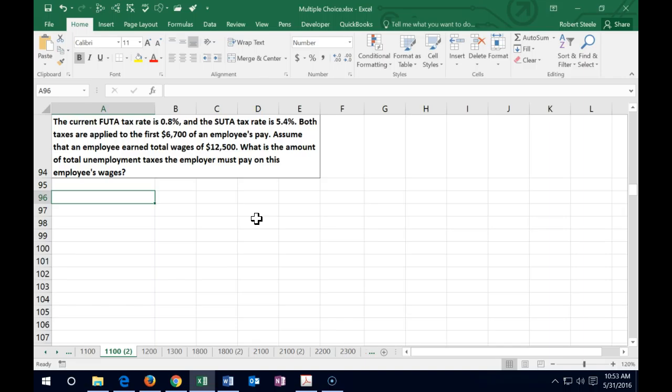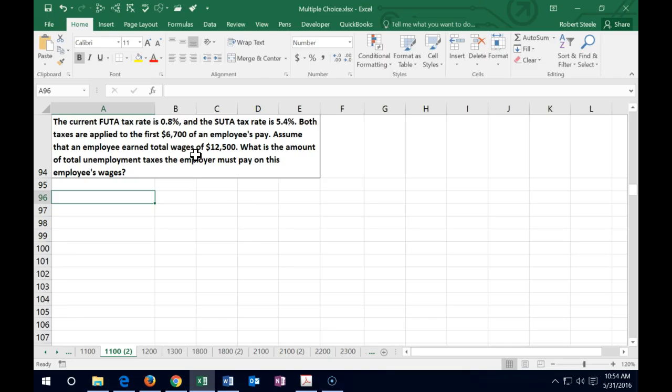These are really kind of weird ones. It took me a while to really grasp this, but for some reason there's a cap, and so there's going to be a cap. It's usually around 7,000. Whatever it is, as long as you know how to calculate it, you can look up what the cap will be. And so in this case, we're going to say that there's a cap of 6,700. So we have to pay until the employee hits that cap. We have to pay 0.8% for FUTA and 5.4% for SUTA.